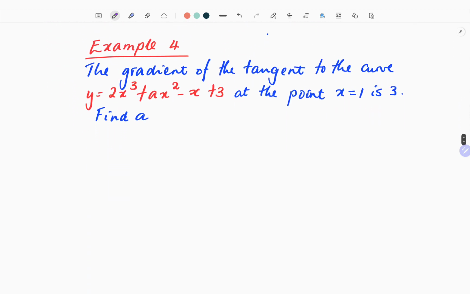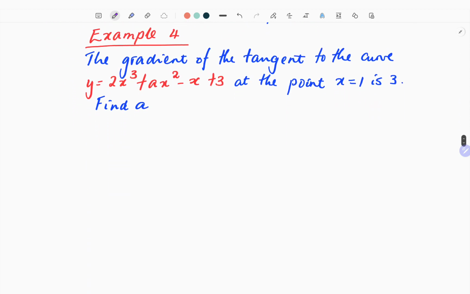Then moving on to the last example. The gradient of the tangent to the curve y equals 2x cubed plus ax squared minus x plus 3 at the point x is equal to 1 is 3. Find a. In this case, we are given the x value, which is 1, and also the gradient. So we want to find the value of a.